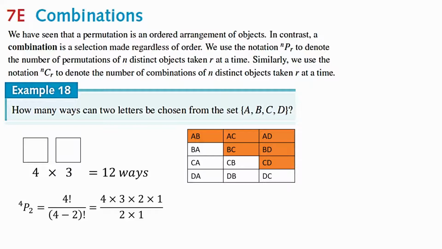BC is the same thing as CB. And then you have BD, which is the same thing as DB, and CD is DC. Okay, so that's what I did, just organizing so you can see.